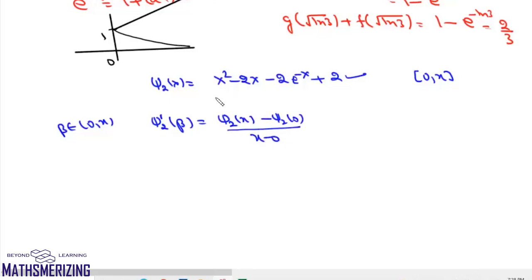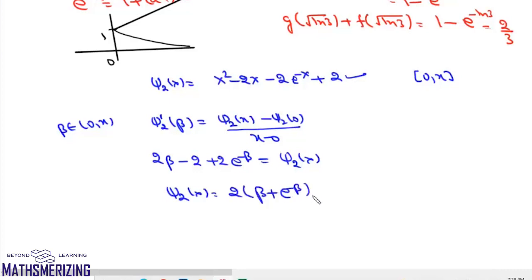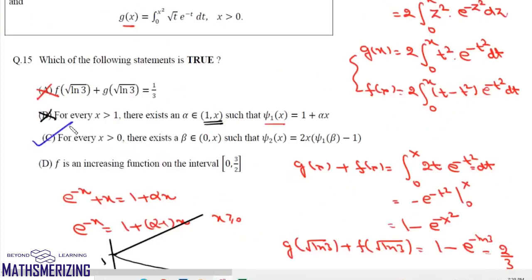Now if we differentiate this function, we'll get 2 beta minus 2 plus 2 e to the power minus beta, and psi2(0) is 0. Now we can write this psi2(x) as 2 into (beta plus e to the power minus beta minus 2). Now this is nothing but psi1(beta), so it will be 2 times (psi1(beta) minus 1). That means this statement C is correct. So this option C, it is correct.